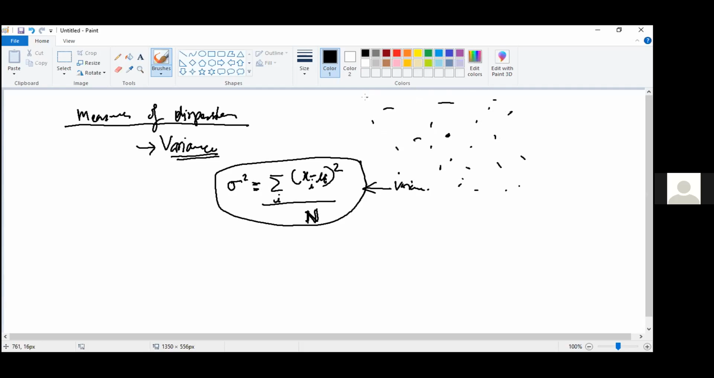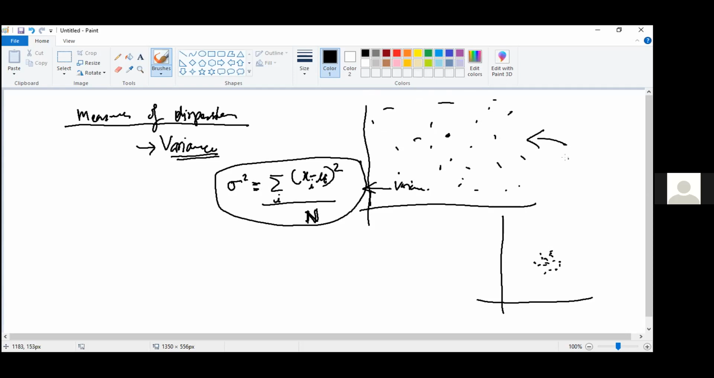The scatter plot looks like this. And you have another data set whose scatter plot looks like this. This will be supposed to have larger variance, right? Mean will be somewhere here, and the data are much spread away. And here, mean will be somewhere here, and all the data are close by. So that is how it gives the idea about the spread of the data. Hence, it is called the measure of dispersion, how dispersed the data are.